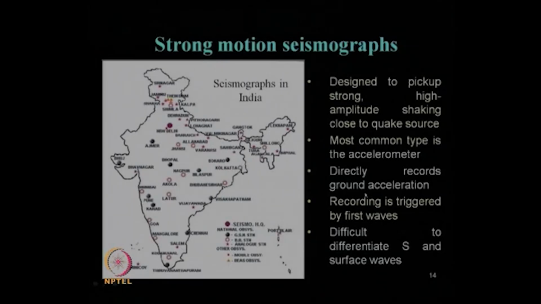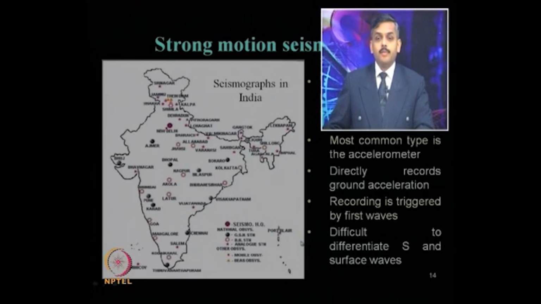They directly record the ground acceleration, and recording is triggered by the first waves, that is the first P wave, followed by the S wave and surface wave. As we have already discussed in detail, it is difficult to differentiate between the S wave and surface wave because of their velocity ranges. We have discussed these things. So, this is the typical map of locations of various seismographs at several parts of India.